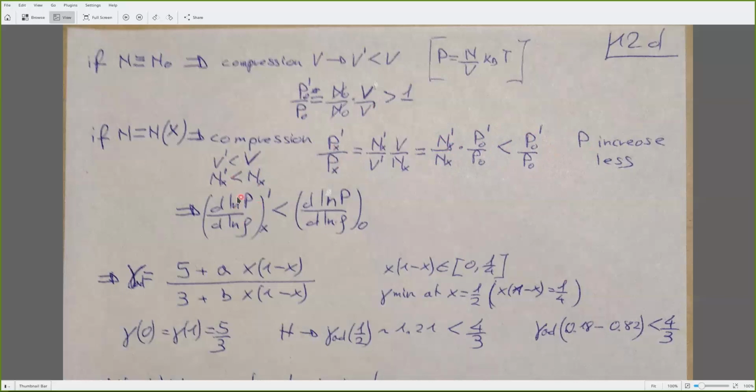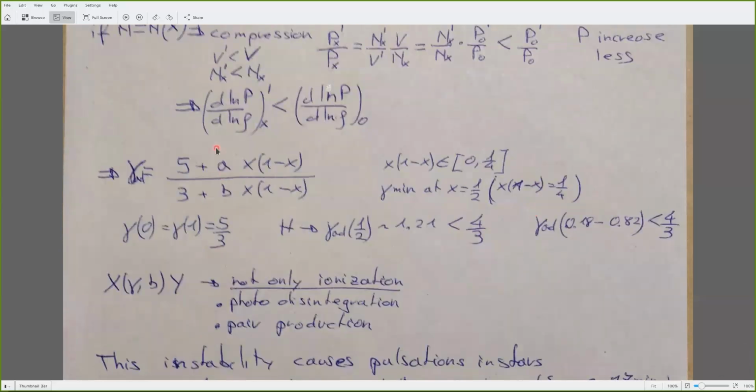That means that in this new situation, the adiabatic coefficient in the presence of ionization is less than the adiabatic coefficient without ionization. That also means you can understand directly here that if the pressure increases less, there is a higher probability of instability, because it is the increase of the pressure that guarantees the stability.